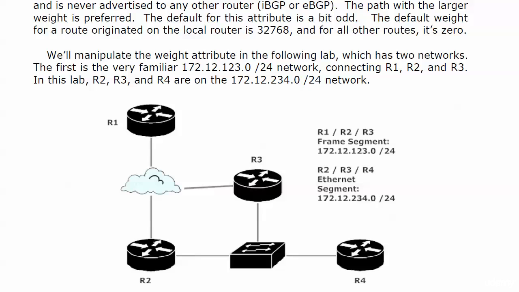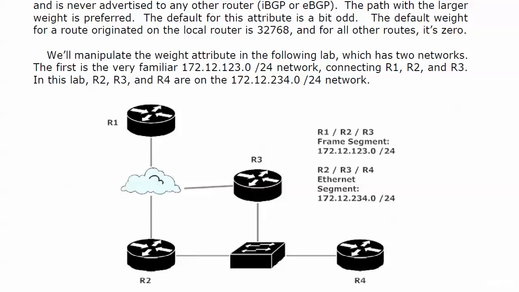Routers 1, 2, and 3, we're back to the frame segment 172.12.123.0 with router 1 as the hub. And routers 2, 3, and 4 are also on the same Ethernet segment 172.12.234.0/24, and as always the router number is the last octet.